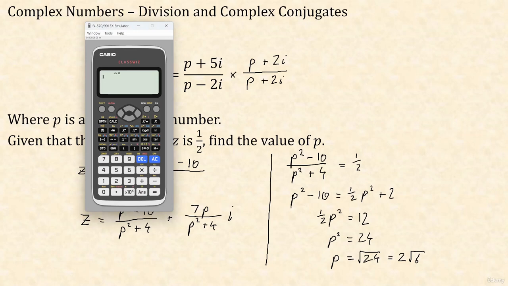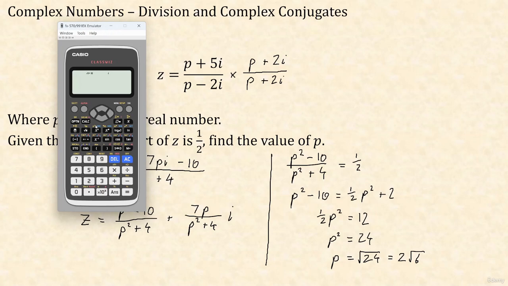Now this is a great one to check on a calculator. Now if you're using this calculator, it has a complex number mode. If you go to menu and you scroll across here, you get a complex number mode. Now if you don't have this calculator, as long as you have any modern scientific calculator, it should have a complex number mode. So let's try this.